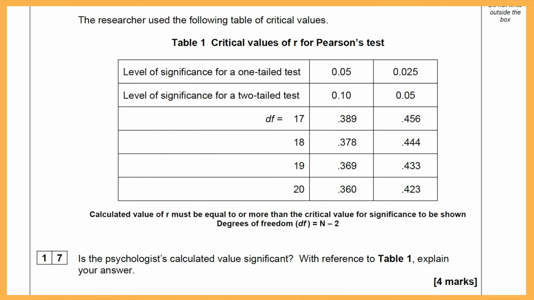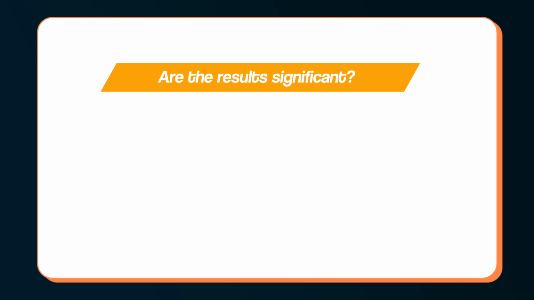Well, if you look carefully again at what's written under the critical value table, it states, calculated value of R, which is the Pearson's test, must be equal to or more than the critical value for significance to be shown. So here's how I would write the answer for 4 marks. Yes, the results are significant at the 0.05 level.